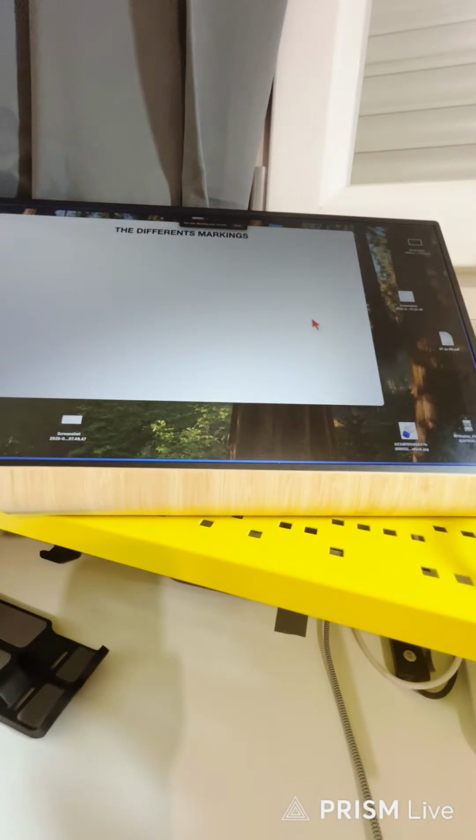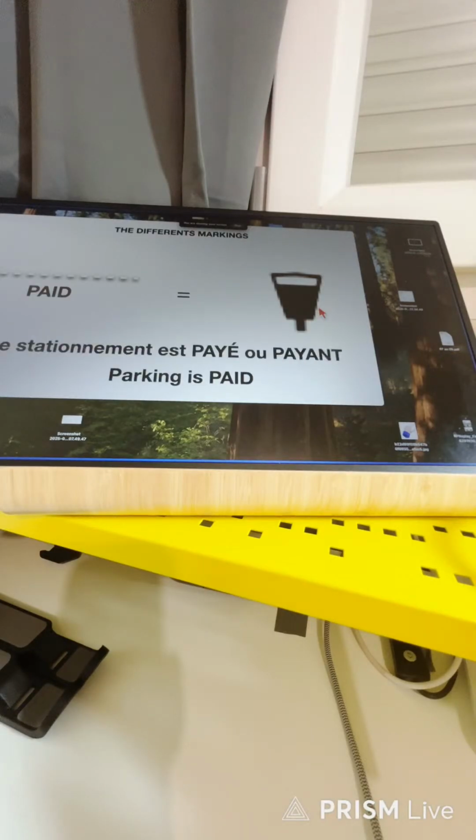So we have different types of markings, different symbols on the road for parking as well. When you see this big P on the road, a big P with a symbol inside, we are still going to get to it. You should take note that this one means paid parking. It is payant. Okay, the parking is paid. Le stationnement est payant.